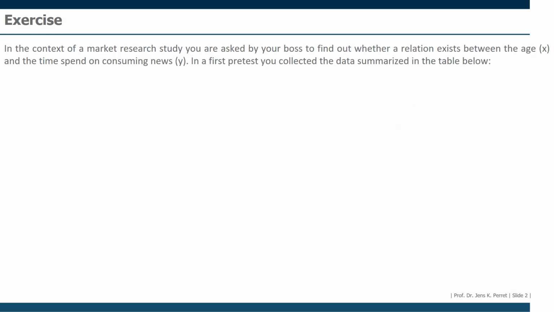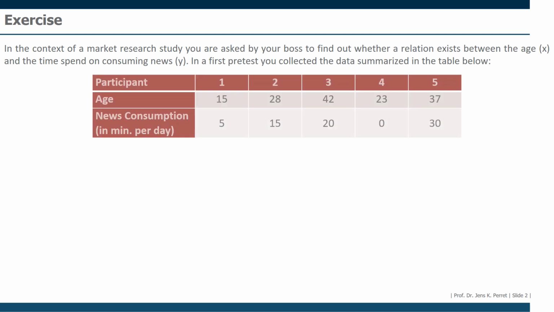In the context of a market research study, you're asked by your boss to find out whether a relation exists between the age of a person, X, and the time spent on consuming news. In the first pre-test, you collected the data summarized in the table below. And we have this data here. So for 5 participants, we have the age and the daily news consumption in minutes.